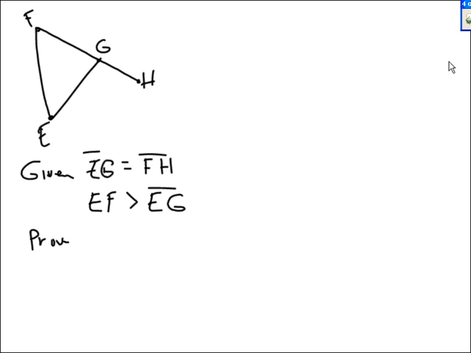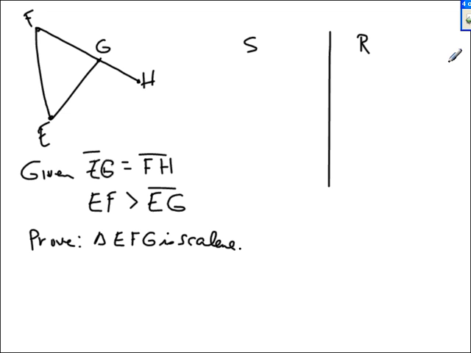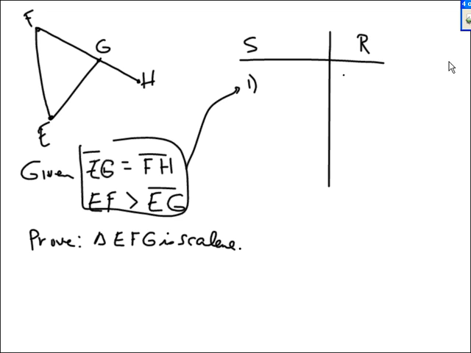And you want to prove that triangle EFG is scalene, which means you want to show that all three sides are different lengths. Statements, reasons. 1, that. Reason, it's given. Now, they tell you that EG is equal to FH.